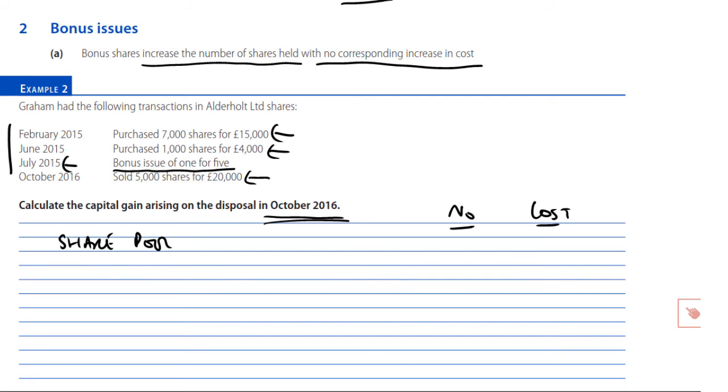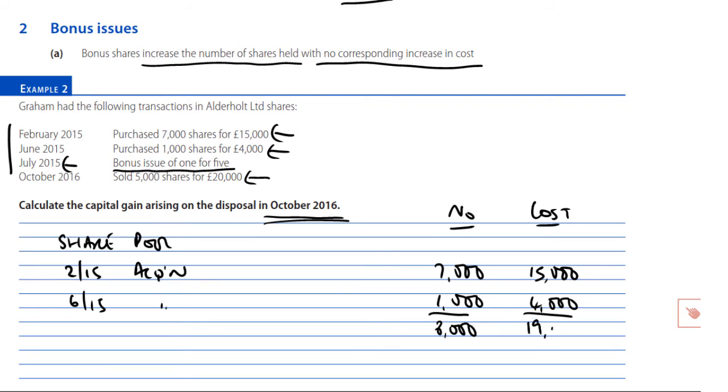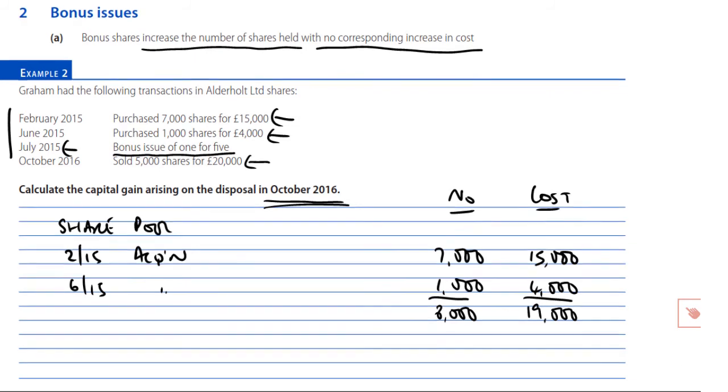All right, in this share pool, we've got February 15 acquisition. 7,000 shares, cost £15,000. June 15, we've got another acquisition here. This time, 1,000 shares for £4,000. It's a pool, so we add it up, at that date we own 8,000 shares in the company that in total have cost us £19,000.